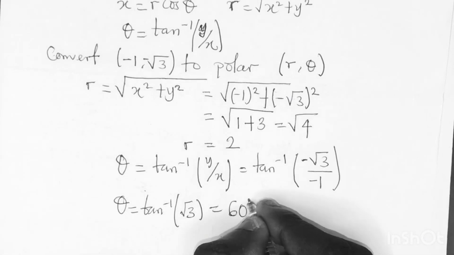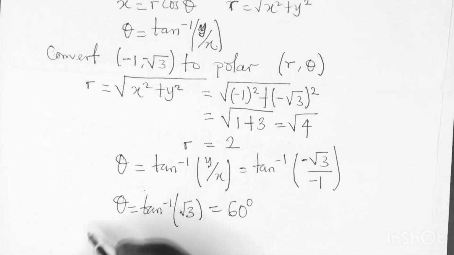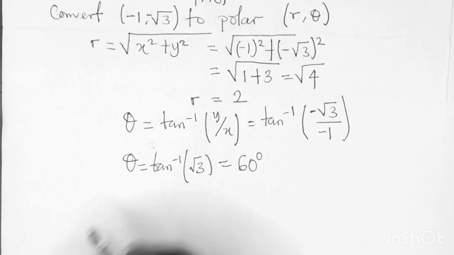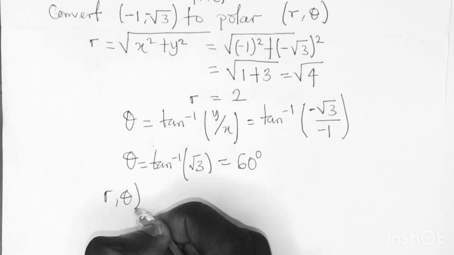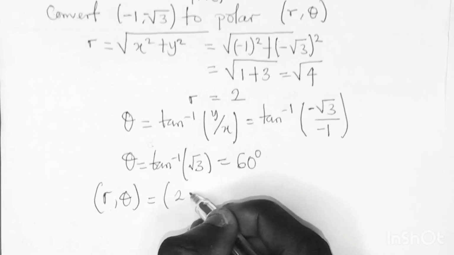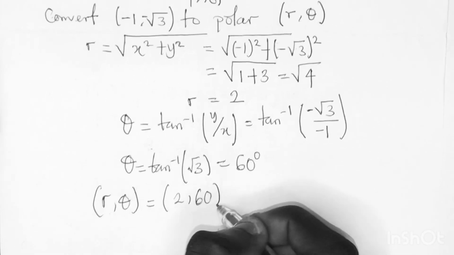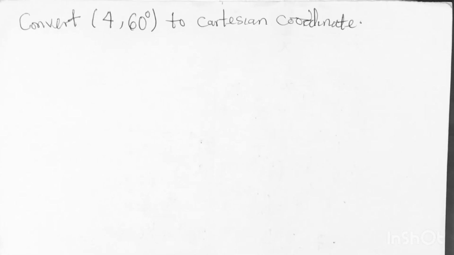So we have it to be 60 degrees. That means here my R in polar form, R comma theta, will be 2 comma 60. Do we get that now? So 2 comma 60. So to our second example, I want to convert 4 comma 60 degrees to Cartesian.